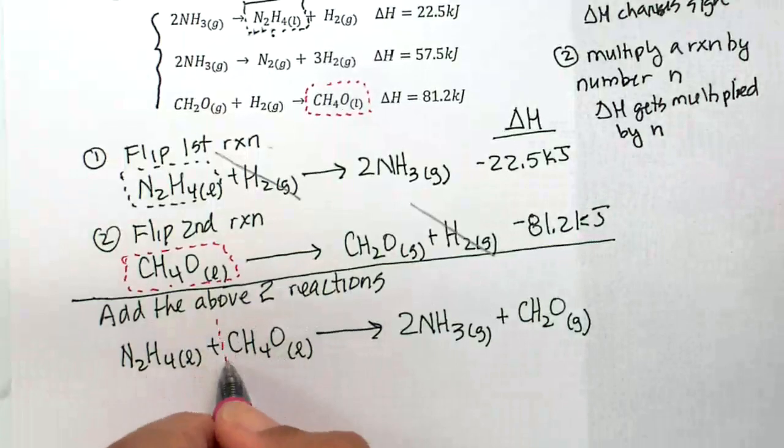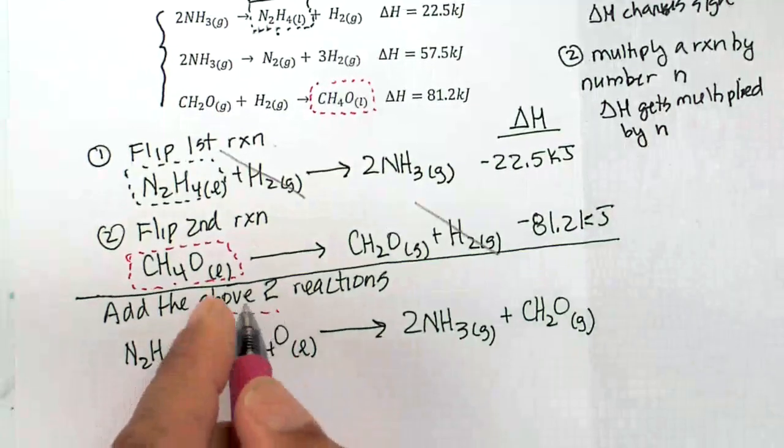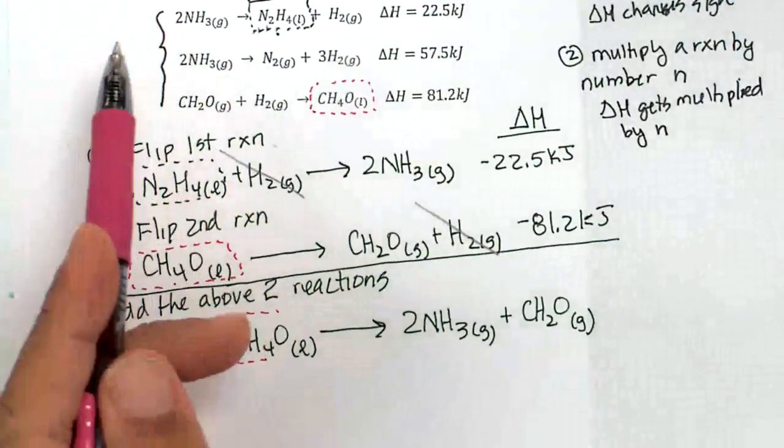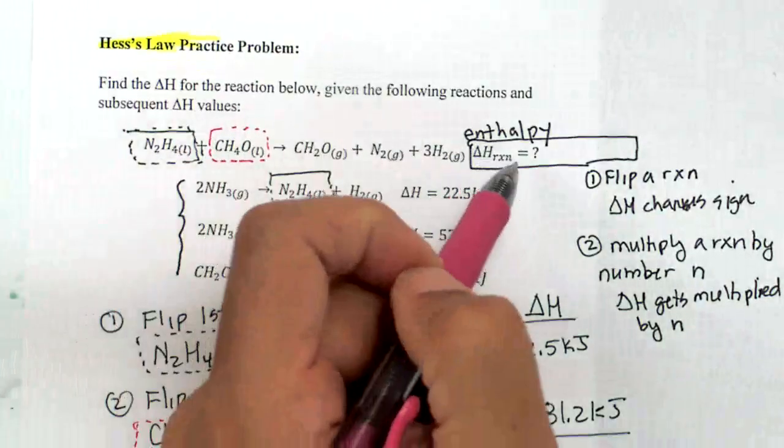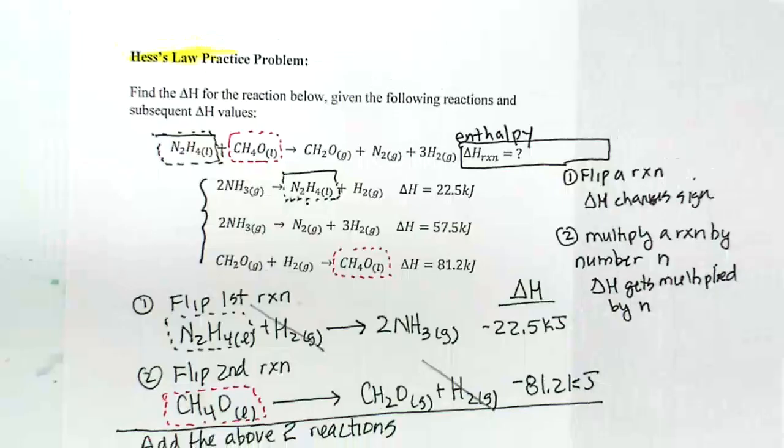Okay, so now all of our reactants match all of the reactants on the reaction here that we want to calculate to delta H4.